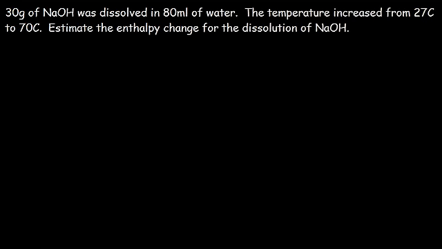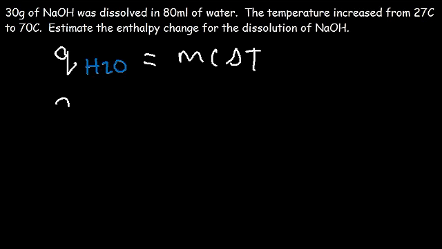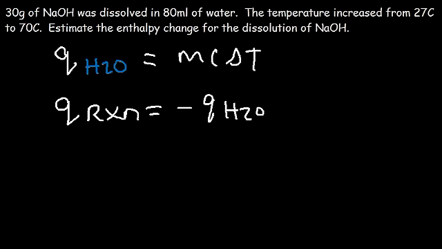The first thing we need to do is find out how much heat energy was absorbed by the water. And we can do this using Q equals MC delta T. Anytime you want to find out how much heat was absorbed or released by a substance, if you know the specific heat capacity of that substance, and if a temperature change occurs, use this equation. Now, the energy released by the reaction is equal to the energy absorbed by water. So Q of the reaction, in this case the dissolution of sodium hydroxide, is equal to the amount of heat energy absorbed by the water.